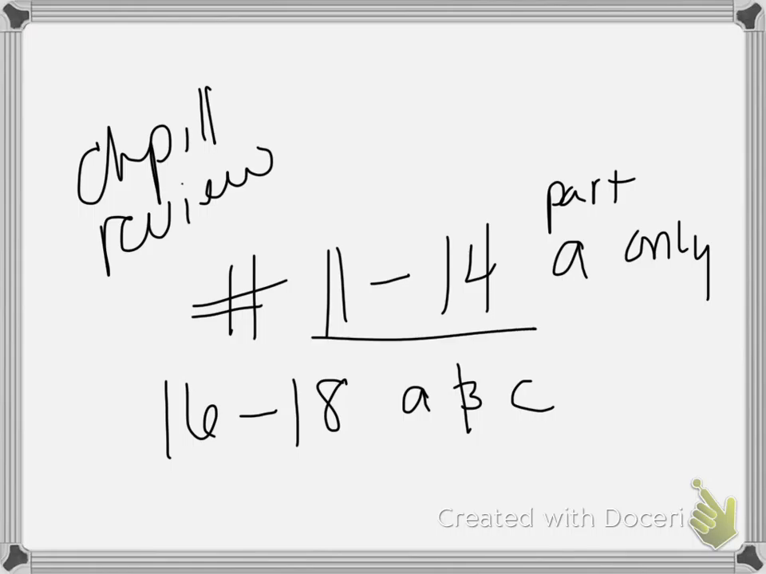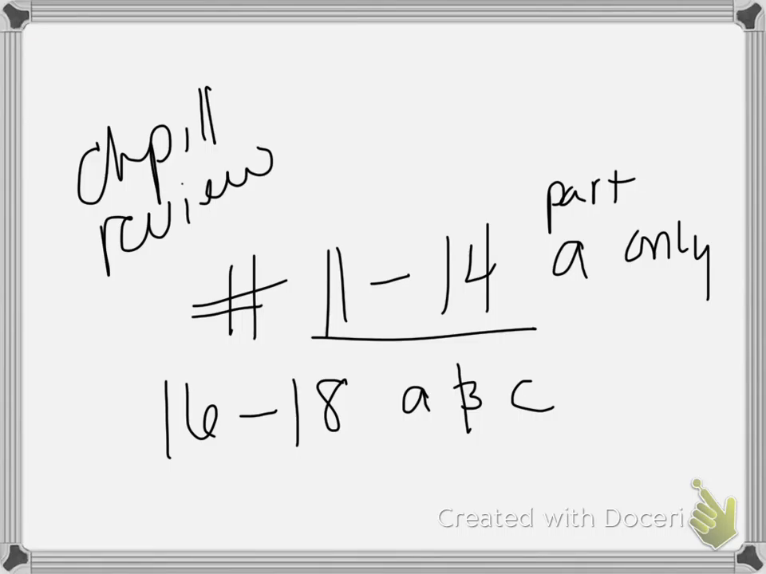So numbers 11 through 14, part A only, so 11, 12, 13, 14, that's 4 problems. 16, 17, 18, that's another 6. You've got 10 problems, parts A and C only, don't do them all. And basically we're going to sit here and work and listen to the radio.